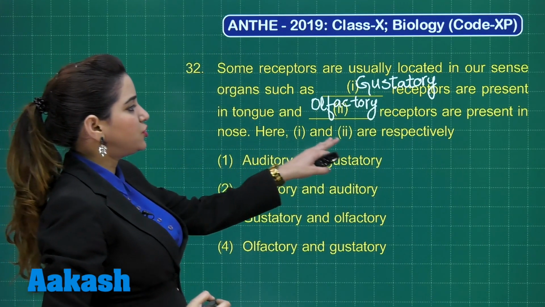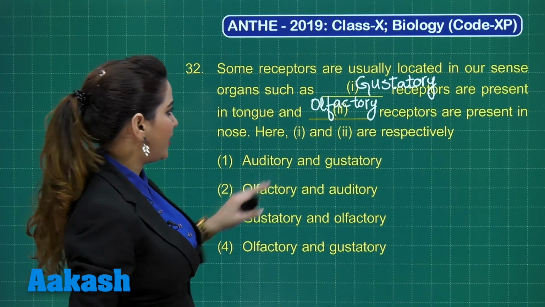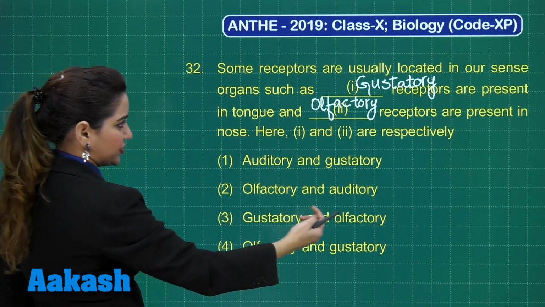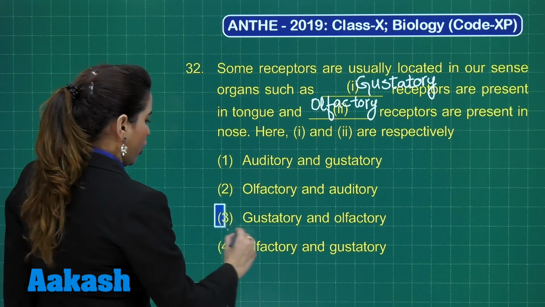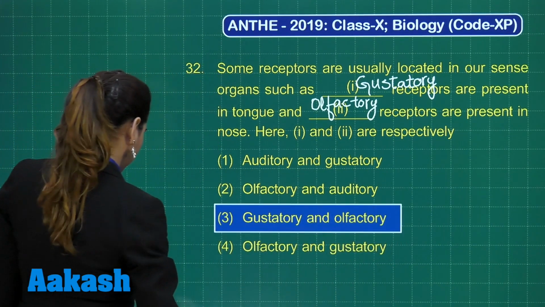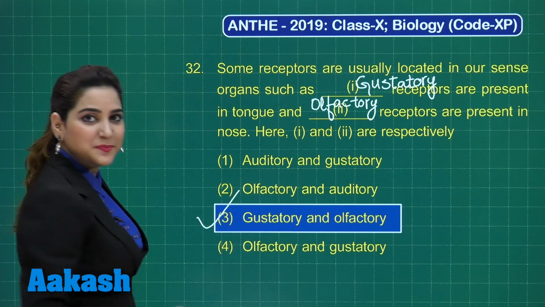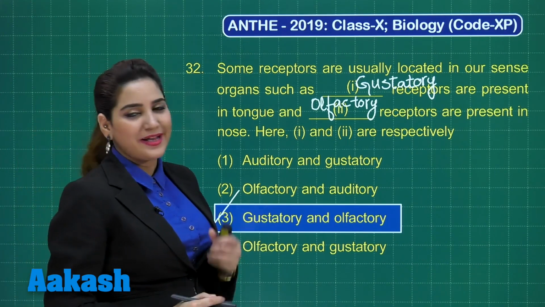Now here 1 and 2 are respectively. So where is gustatory first written and olfactory written later? Which is option number 3. Clearly, option 3 is the right choice. Let's also tick mark it. Now let us move on to our next question here.